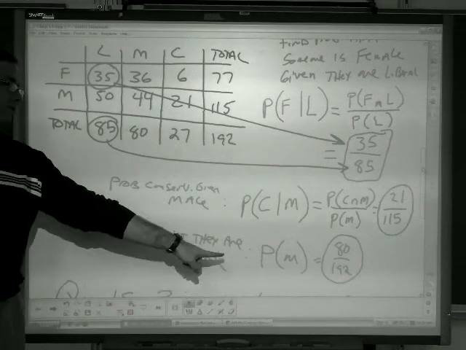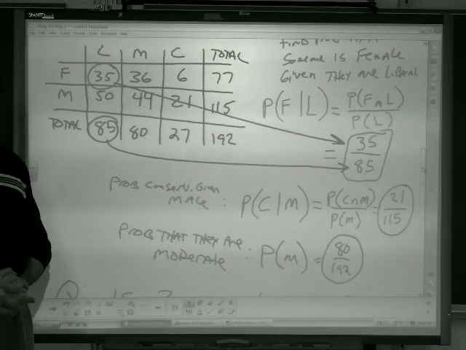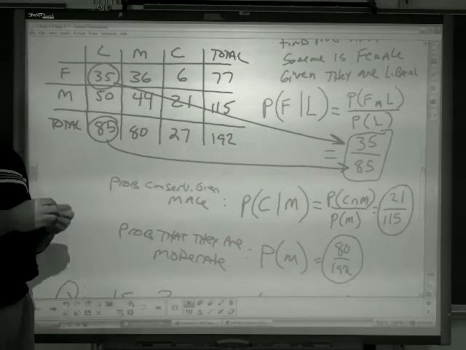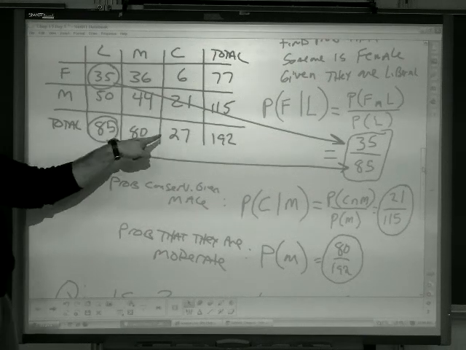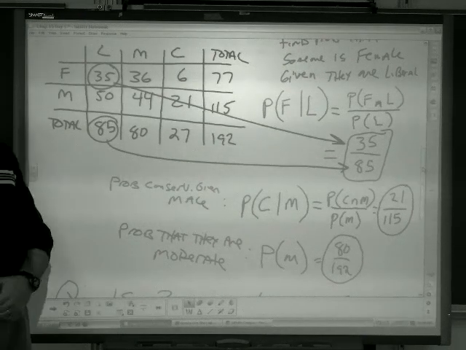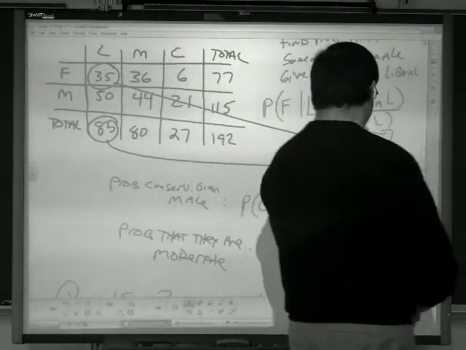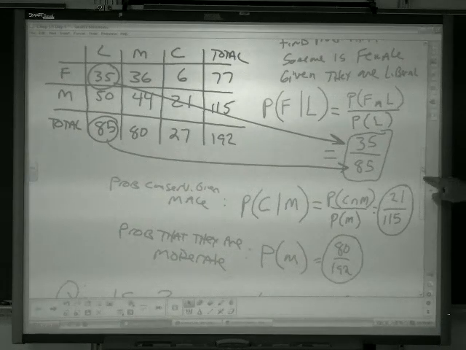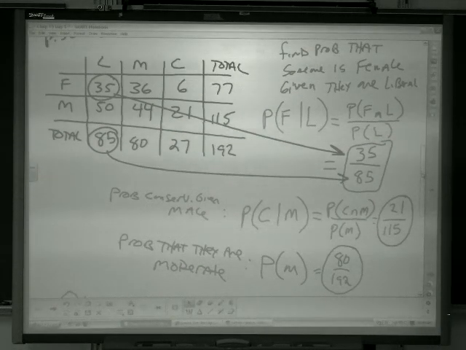Probability that someone is moderate. Notice I did not say the word given, so we're back to just a regular probability of what's the chance someone's moderate. So I look at all the moderates, 80 out of my total, 80 out of 192. So that's that piece.